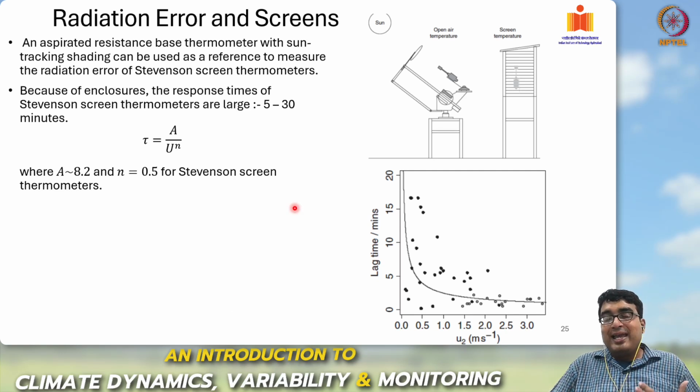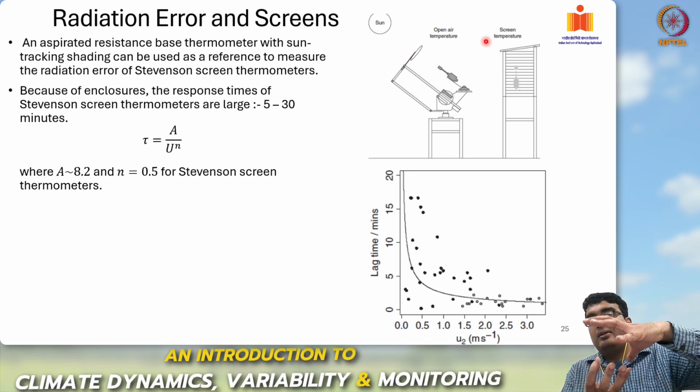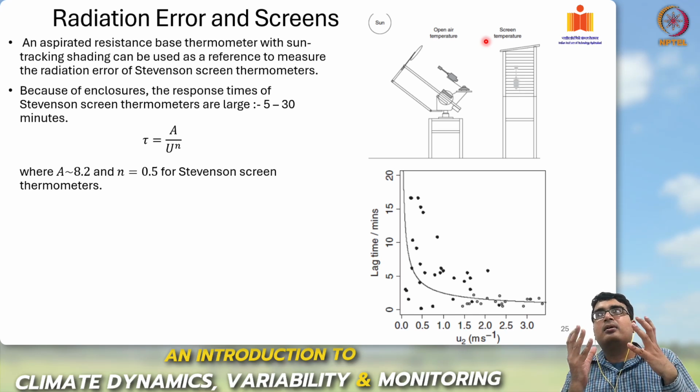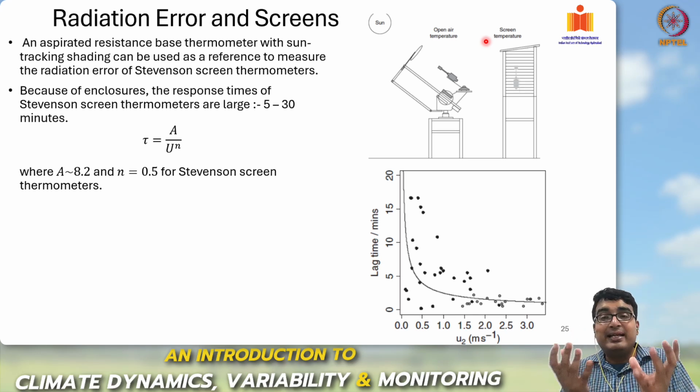One of the calibration standards for the Stevenson screen type thermometers is an aspirated resistance based thermometer with sun tracking shading. So you have this screen thermometer, and this is our calibration standard. It has a shading that tracks the sun, so that the thermometer is never being directly heated by the sunlight.